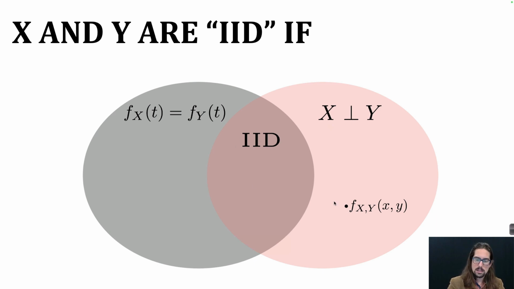And what are the points here, right? So I'm drawing a Venn diagram, but what are the points? Well, the points are these joint distributions of X and Y. So there are some joint distributions that you can come up with where X and Y are independent, for example, where they factor, right? And there are some joint distributions where the marginal densities are the same, but they're not independent. But all the joint distributions that you can come up with between X and Y where they are independent and they have the same marginal distribution, that's IID.